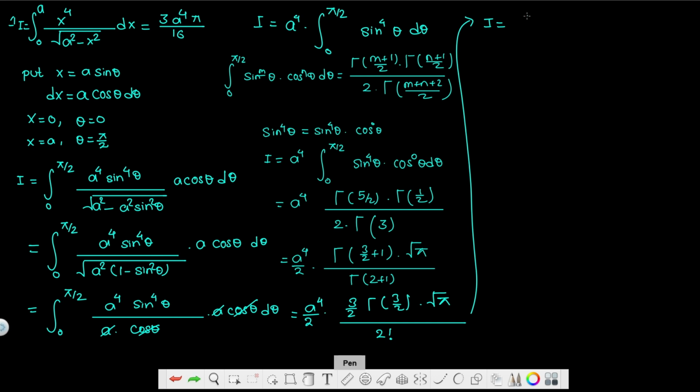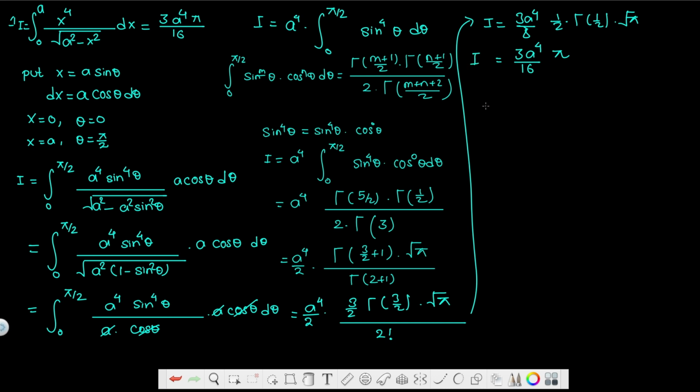So let me write 3a^4 over 8, and gamma(3/2) is 1/2 times gamma(1/2) times the square root of pi. Now multiply 8 times 2, which is 16, so 3a^4 over 16, and gamma(1/2) is square root of pi. Multiply this with square root of pi, we will get only pi. So I think this completes our proof.